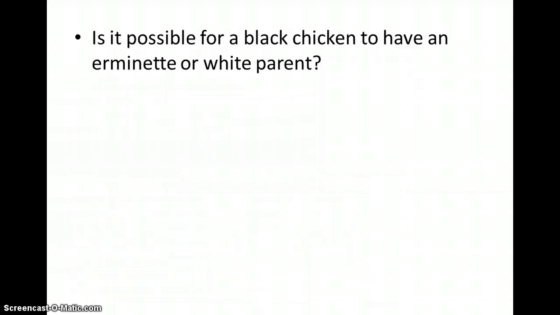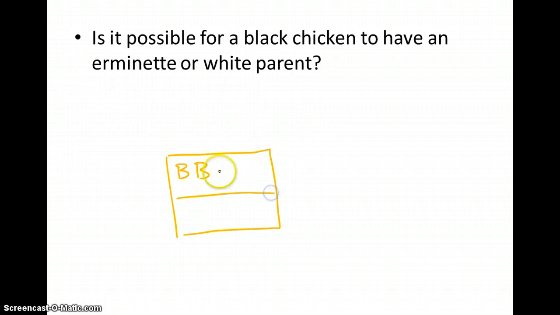Next problem. Is it possible for a black chicken to have an erminette or white parent? For this problem, I sort of need to work backwards. So what I want to do first is write the genotype of this black chicken and then show it in a Punnett square. And now I want to play around with the potential parents. The only thing I know for absolute certain is that this offspring's parents had to have had 1 black allele apiece, and I'm really not sure what else they could have had there.